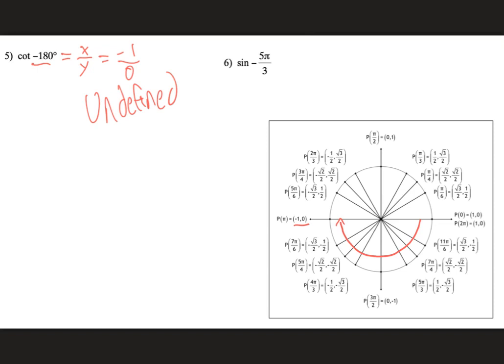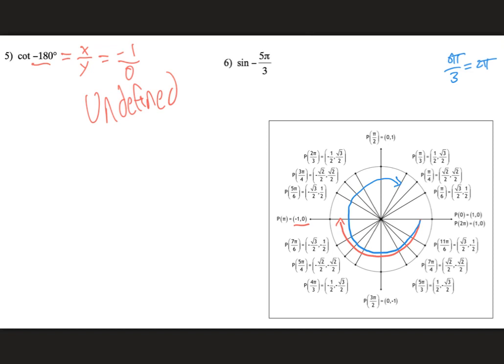Sine of negative 5 pi over 3. We have a couple different ways that we can look at this. One is figuring out what that means. We know that 6 pi over 3 would be the same as 2 pi. This is going to be pretty close to that, but in a negative direction. So we're going around like, okay, there's 1, 2, 3, 4, 5 pi's over 3.